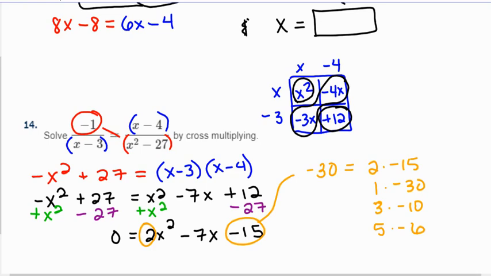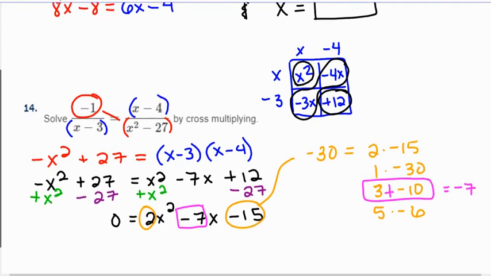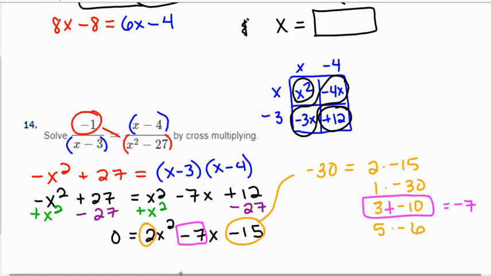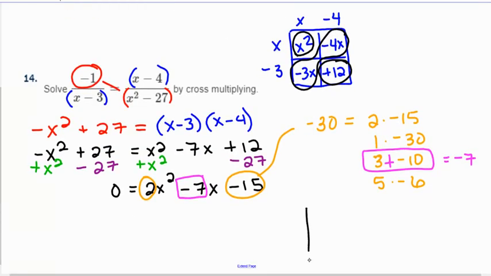Okay, and when we look at that, now we want to identify numbers that add up to negative 7. Well, that's going to be 3 and negative 10. When we add those, we get negative 7. So that tells me how I'm going to fill my box. Okay, so I'm going to draw another box. And this box is going to be filled with what I'm trying to factor.